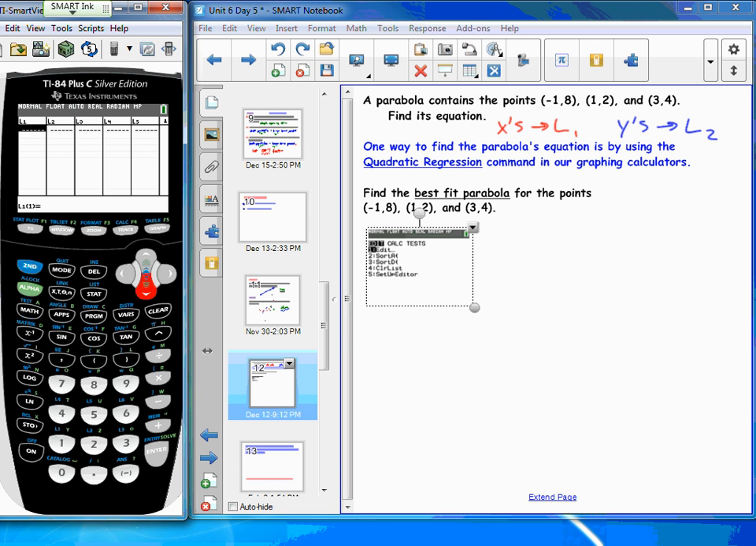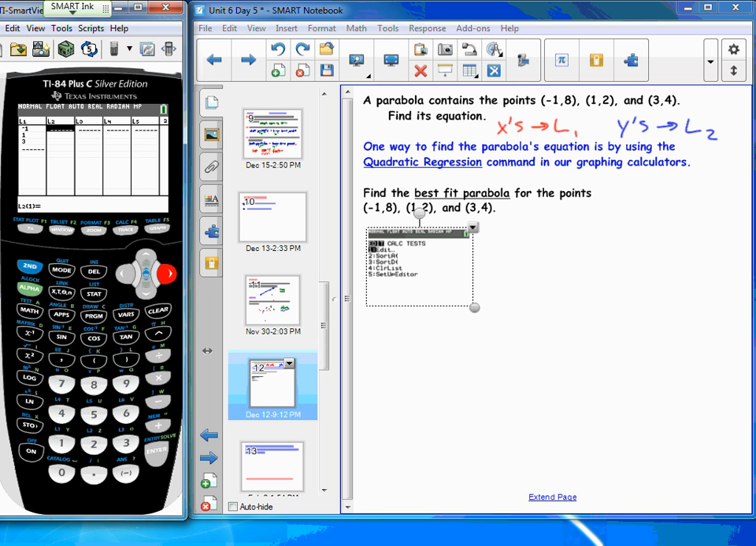Go ahead and enter your x values in list 1 for my points. So I'm only putting my x values. That's -1, 1, and 3. Those are the x coordinates of each of the points in order. I'll enter the corresponding y values in list 2. Make sure that they match.